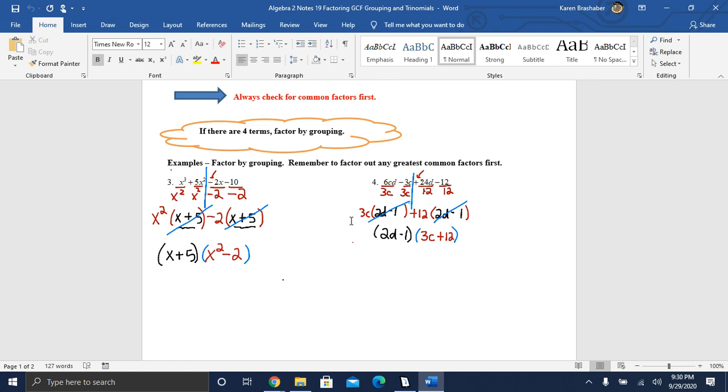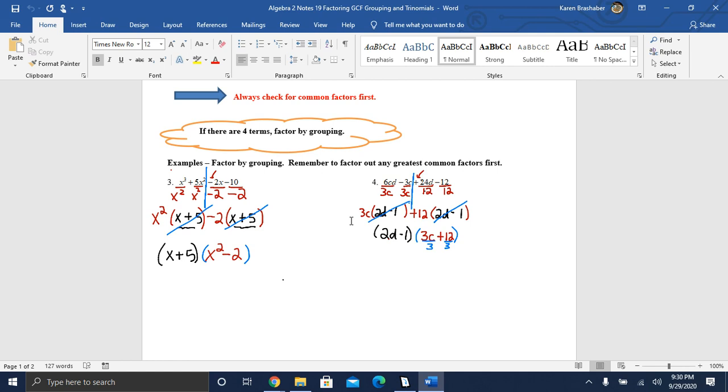Now, remember that I told you should always check to see in your parentheses. Can you divide by anything other than 1? Well, my 2d minus 1 is finished. I can't divide by anything. However, my 3c plus 12, I can divide both of those numbers by 3. So that means that at the beginning, I could have factored out, I could have divided out a 3 at the very beginning, but I chose not to. It's okay. You just have to think about it at the end. So I thought about it at the end.